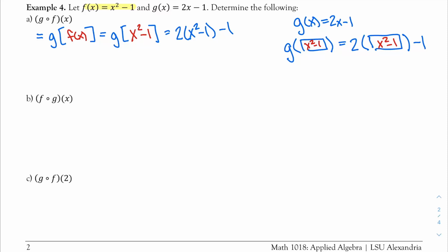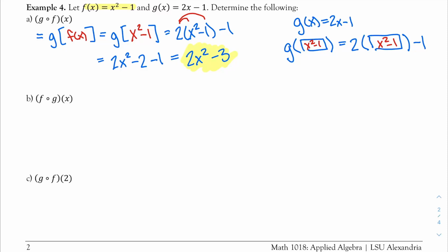Now my job is to clean this up. I can start off by distributing my 2 to each term, giving me 2x squared minus 2 minus 1, and then combining any like terms. I have 2x squared minus 3. So I have my final function composition. Notice here that I did not end up with a plain number example. This is primarily because here I have g of f of x rather than g of f of a number.